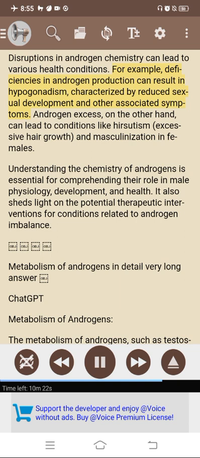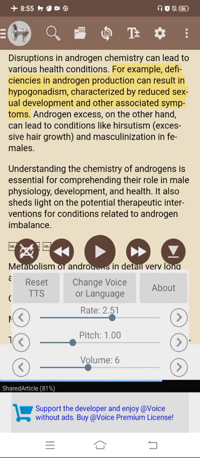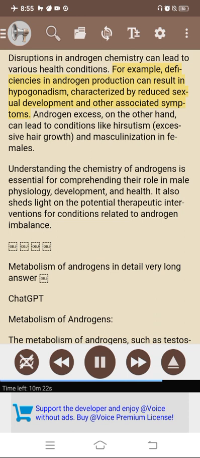For example, deficiencies in androgen production can result in hypogonadism, characterized by reduced sexual development and other associated symptoms. Androgen excess, on the other hand, can lead to conditions like hirsutism, excessive hair growth, and masculinization in females.